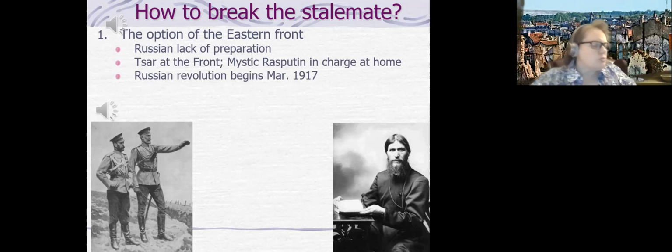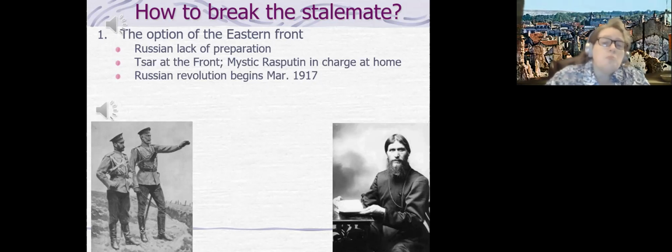With very little surprise, Russia's losses in the war, which are many, and the problem of the Tsar being kind of to blame for a lot of this, and the corruption of the court, is going to begin a revolution in March of 1917. The surprise is not that they have a revolution. The surprise is that they last until the spring of 1917, 3 years before it happens.